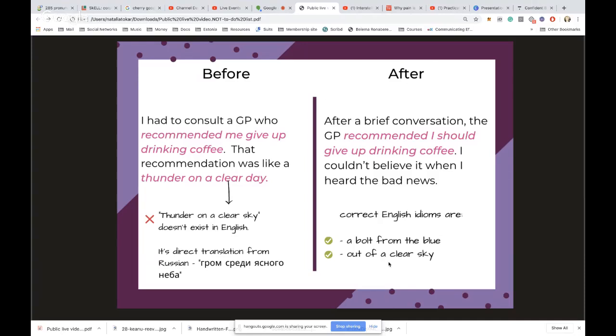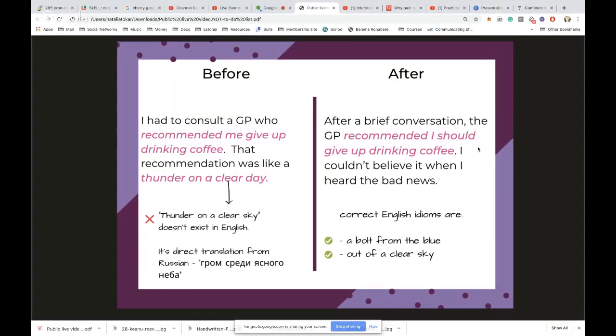But in this particular context, unfortunately, it doesn't really fit. So she decided to drop that completely, and instead of this sentence you see on the left, she corrected the second sentence like this: "I couldn't believe it when I heard the bad news." So that it was the bad news that she couldn't help, that she had to give up drinking coffee. And this out of a clear sky or bolt from the blue, she could have used that and said that news came out of a clear sky.